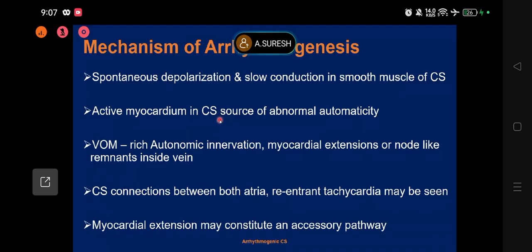Coronary sinus connections between both atria, if they are there, can cause re-entrant tachycardia, which I will be showing in the case series in the coming slides. And as we all know, there could be epicardial accessory pathways. These are nothing but myocardial extensions, and they form the epicardial accessory pathways.